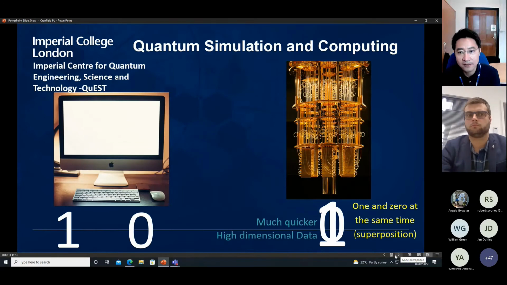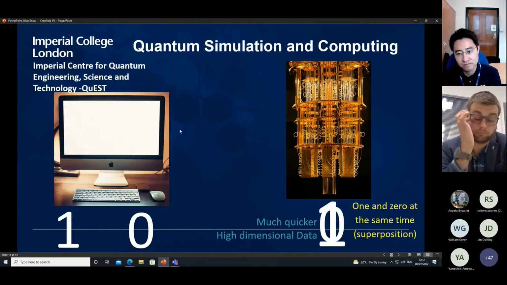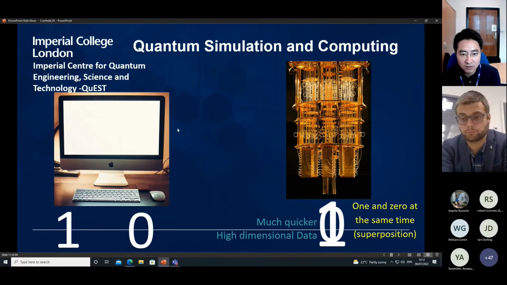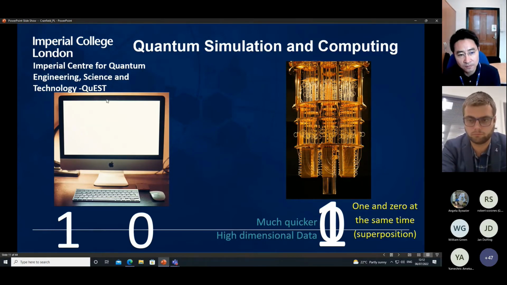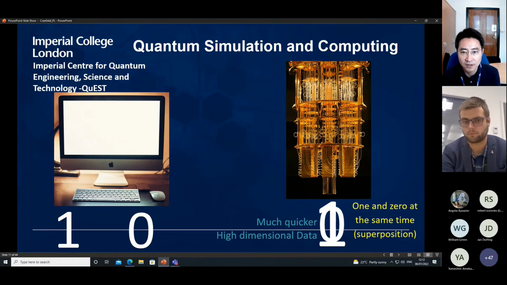The other thing is that because it's a wave function, it's quantum mechanics, and sometimes it's difficult to calculate using our classical computers. So at Imperial, we have a Center for Quantum Engineering Science and Technology, and I'm a board member for that. So we use a quantum computer to simulate wave functions of electrons. So thank you to this center.